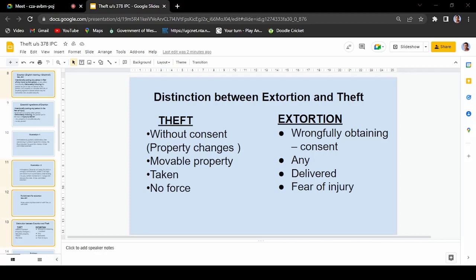Now illustration: A threatens to publish a defamatory libel concerning Z unless Z gives him money. He thus induces Z to give him money. He has committed an extortion.